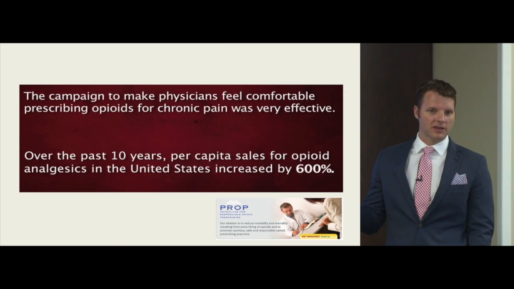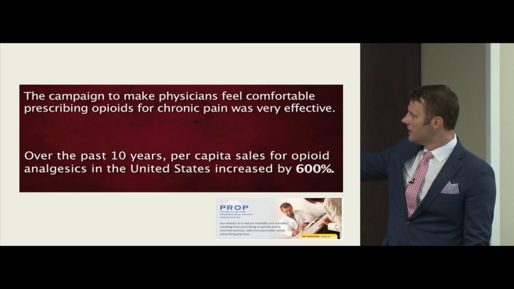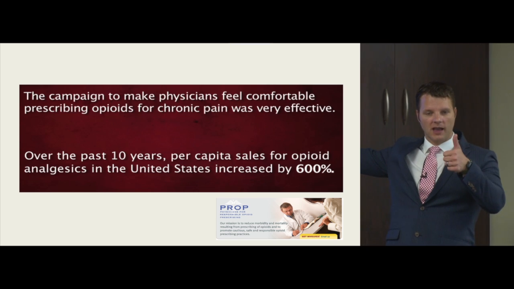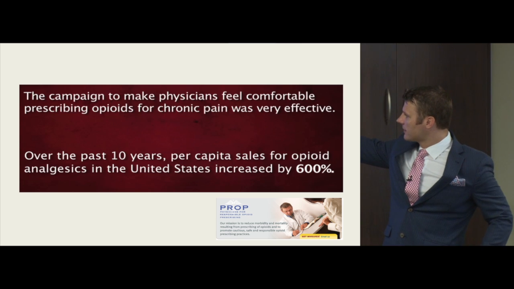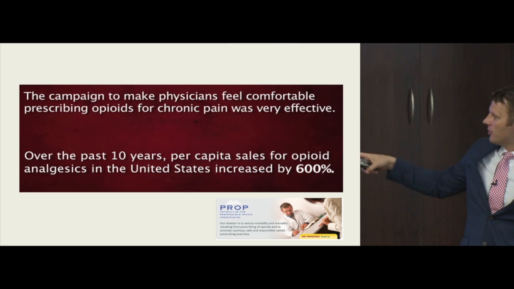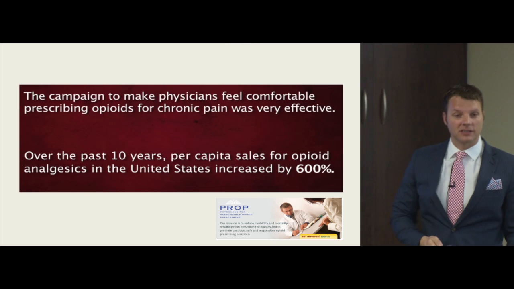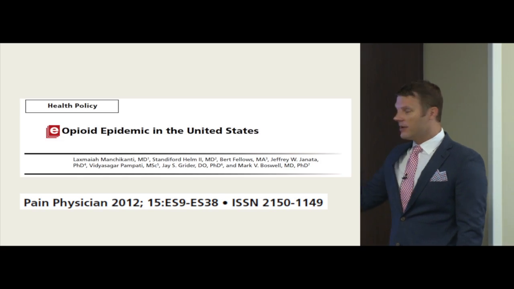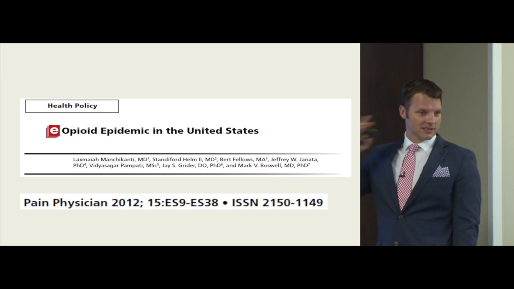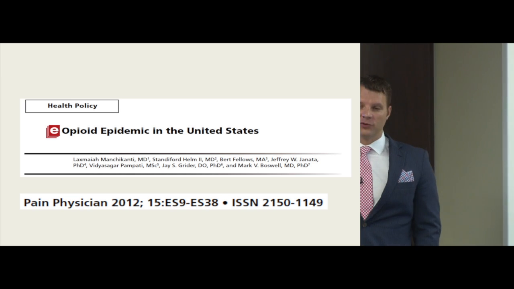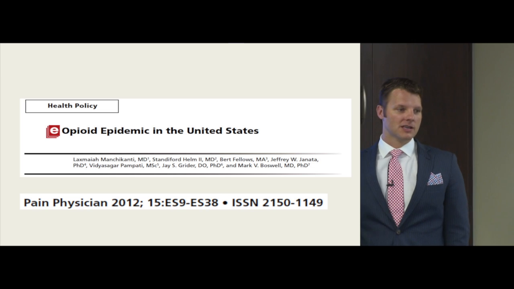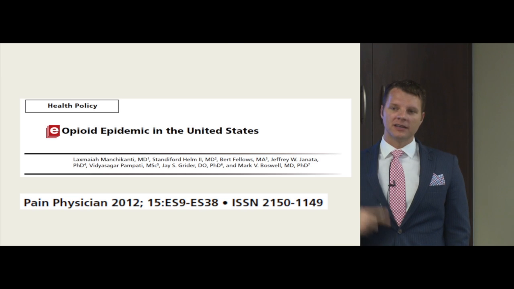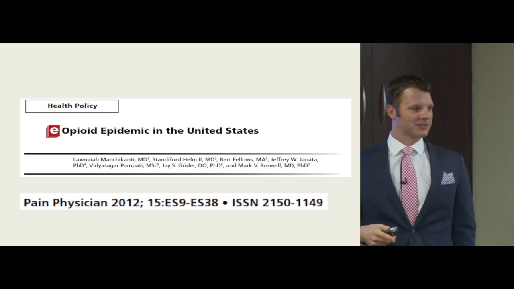And as a result, over the last 30 years, it was very effective in increasing opioid prescriptions. They dramatically went up, and in fact, over the past 10 years, per capita sales for opioid analgesics in the United States increased by 600%. So what's the problem with that? Now we have an opioid epidemic in the United States. Everybody's heard of Norco or Vicodin or Lorcet. The United States prescribes 99% of the world's Norco, which is interesting.